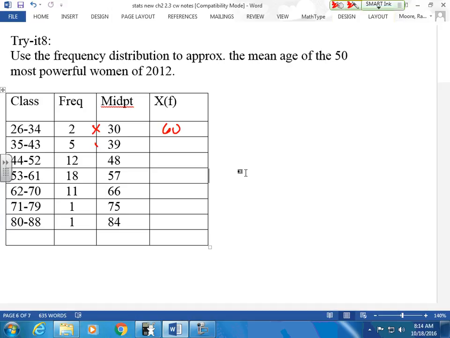I would do this. I would multiply them all the way down and put this in. And then I would add these up. And I would divide by how many? That's 7. How many is in my frequency? How many of the most powerful women were these? 50. I would multiply them across, add them down, divide by 50. Try it. You guys try that.